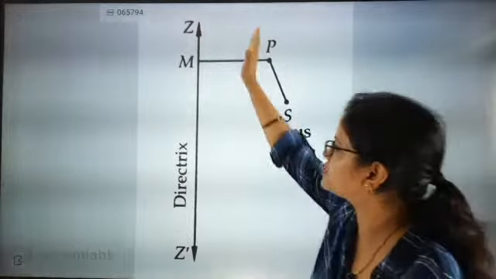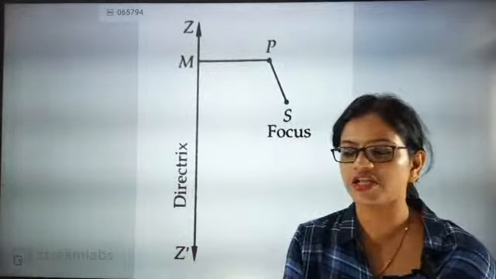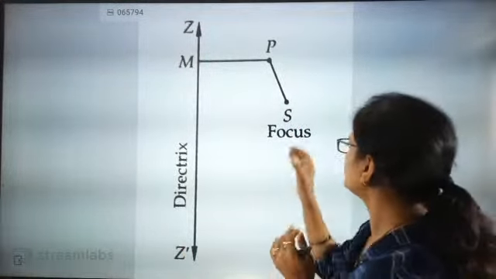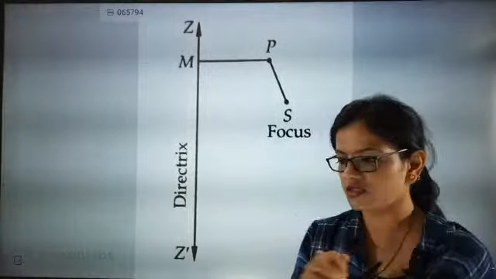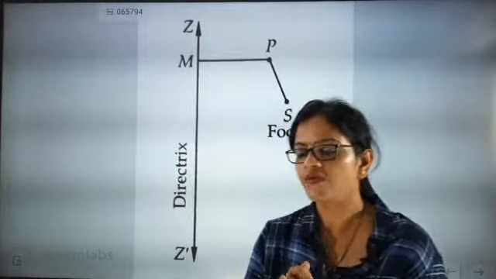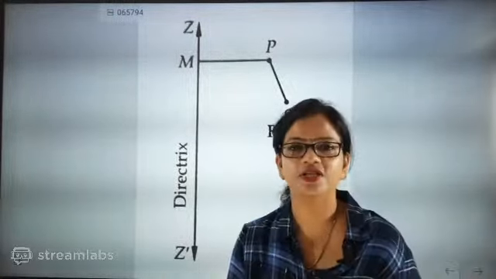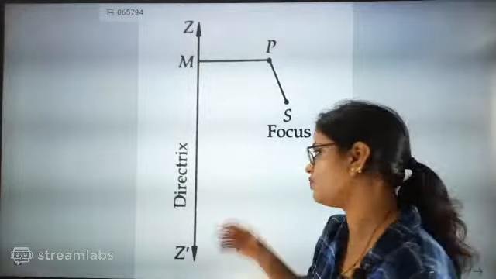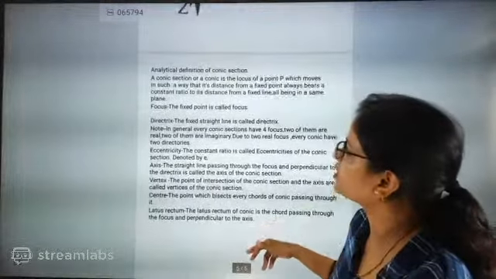But first, this is the directrix, the main line. The fixed line is called the directrix line. The fixed point is called the focus. Now what exactly is the directrix line? What is the focus? One by one we are going to see.